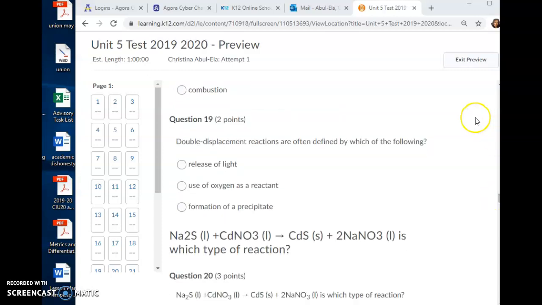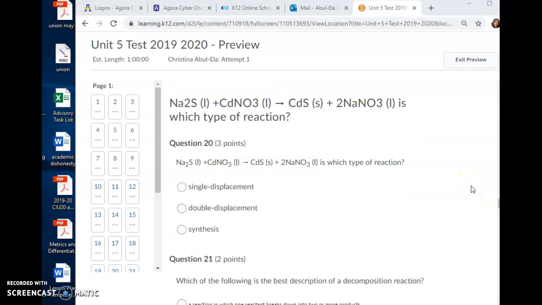Question 19. Double displacement reactions are often defined by which of the following? Release of light, use of oxygen as a reactant, formation of a precipitate. Question 20. Sodium sulfide plus cadmium nitrate yields cadmium sulfide plus sodium nitrate is which type of reaction? Single displacement, double displacement, synthesis.